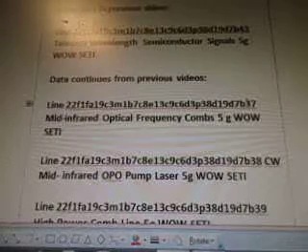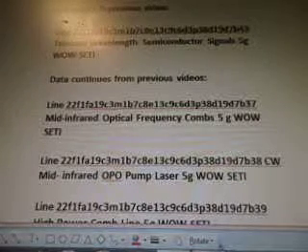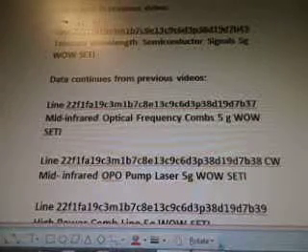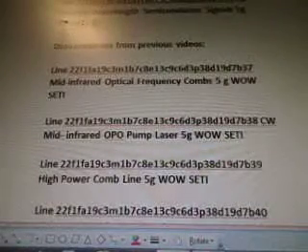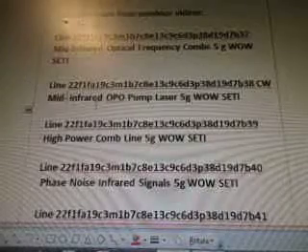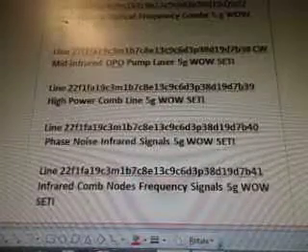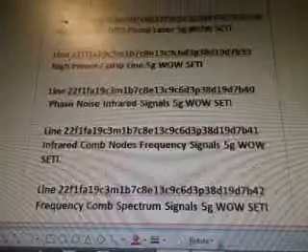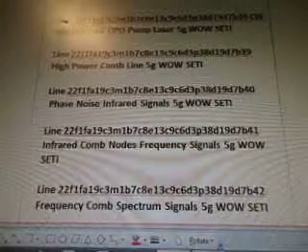So the original video is number 37. If you take this line of data and just change the last two numbers to 37, you'll get to the very first one where it's talking about these type of signals. So it's mid-infrared optical frequency combs. Then we went to the mid-infrared OPO pump laser. Then we did a high power comb line. Then a phase noise infrared signals.